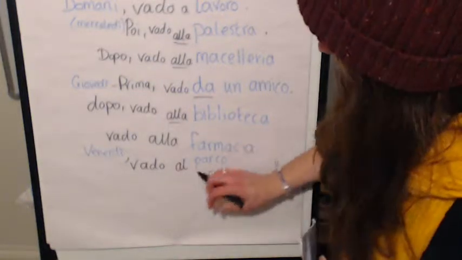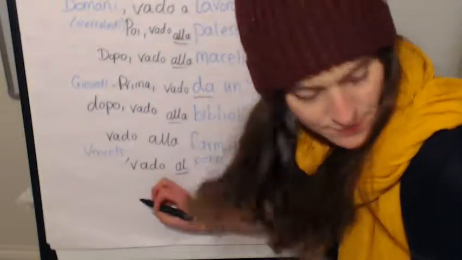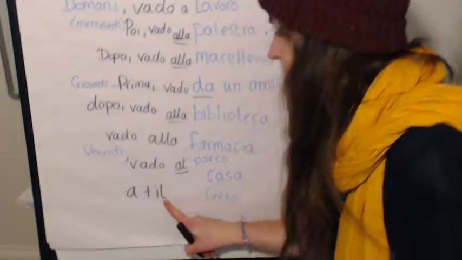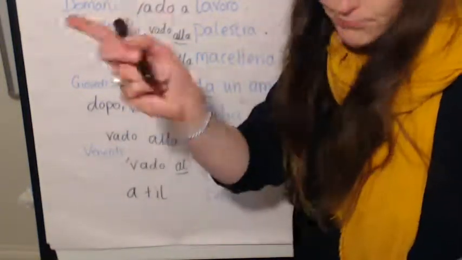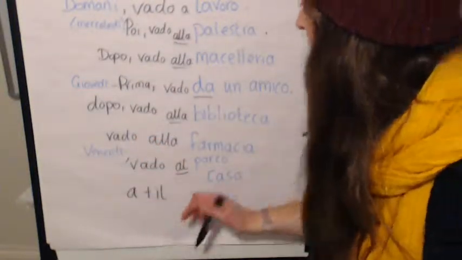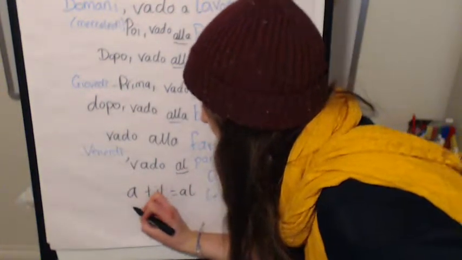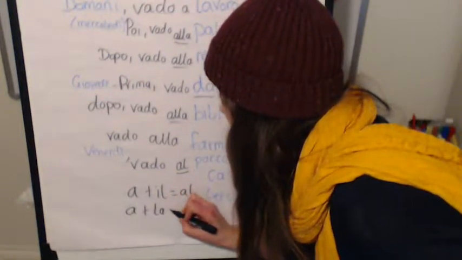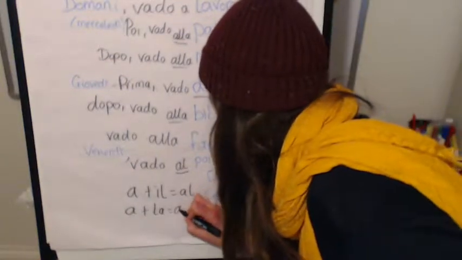Vado al parco. So al is in front of parco because a, which means to, plus il, which means the. We don't say vado a il parco. No, non si dice in italiano. Si dice vado al parco. So a plus il equals al. Similarly, a, which means to, and la, which means the, in front of feminine words like la farmacia, becomes alla.